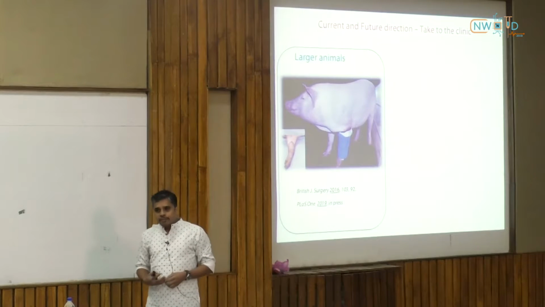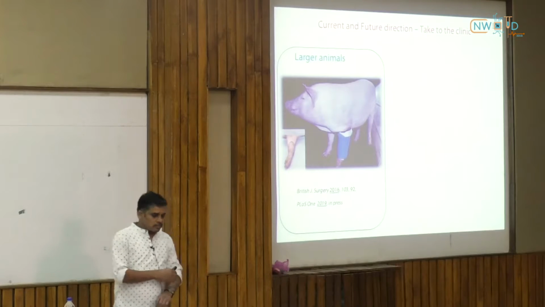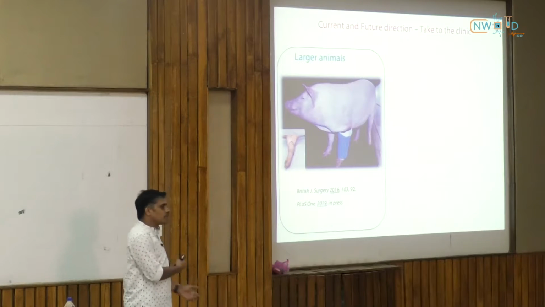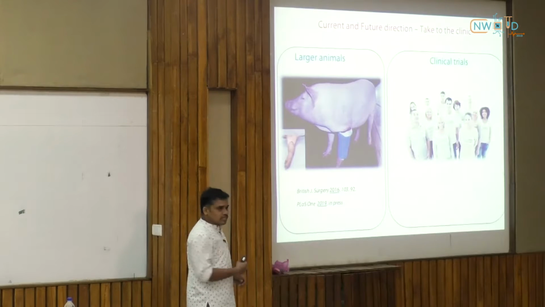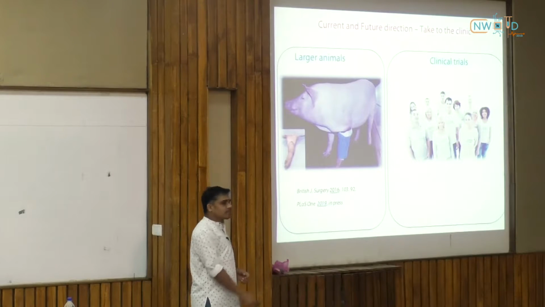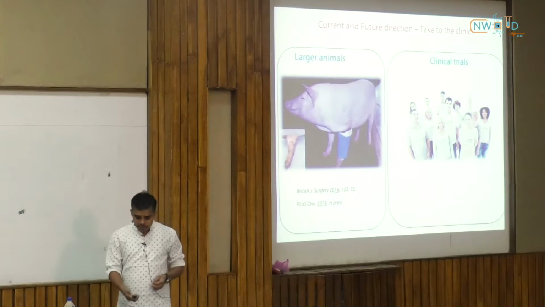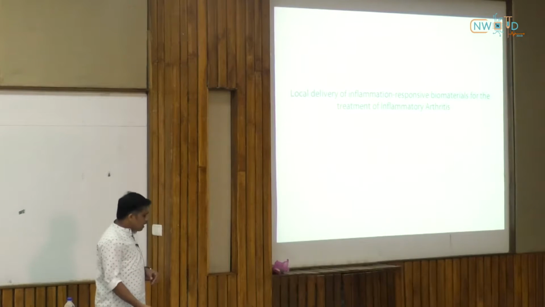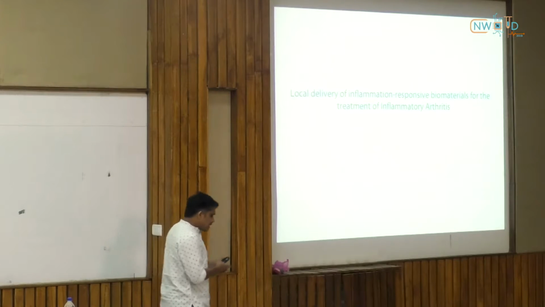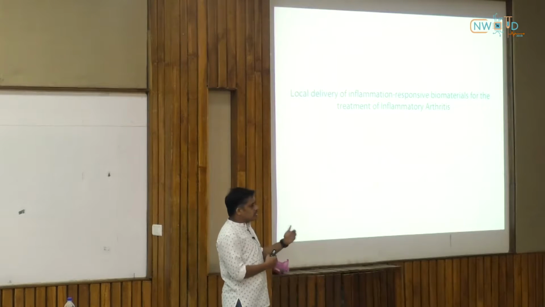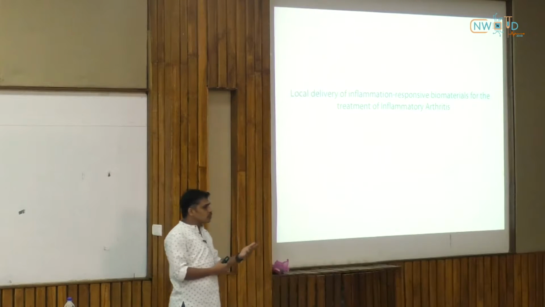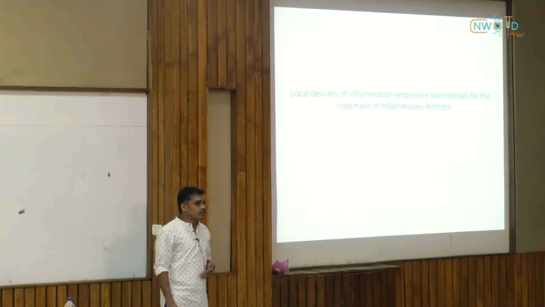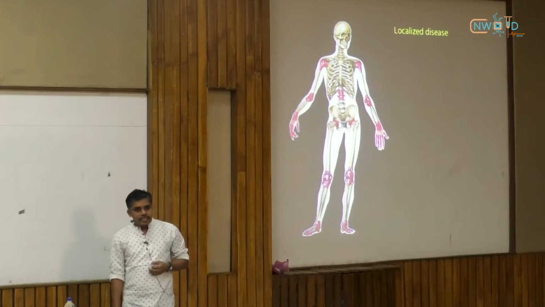So after showing its efficacy in small animals, we tested its ability to protect in larger animals as well, and they showed similar efficacy. Now we are in the process of setting up human clinical trials very soon. So with that, I'll explain the second example, where a similar disease-responsive or inflammation-responsive material can be used for the treatment of inflammatory arthritis.